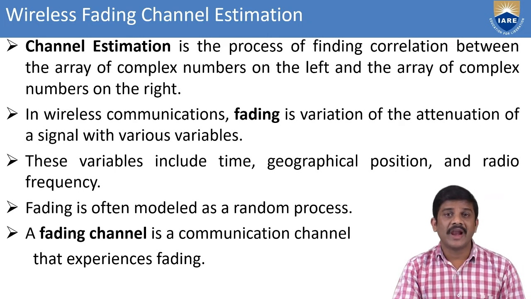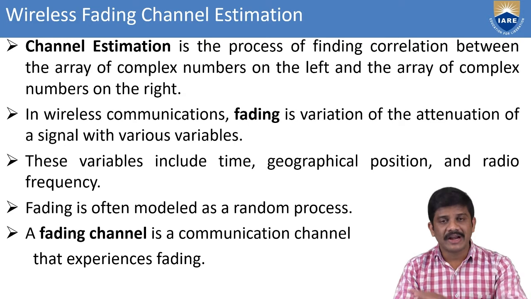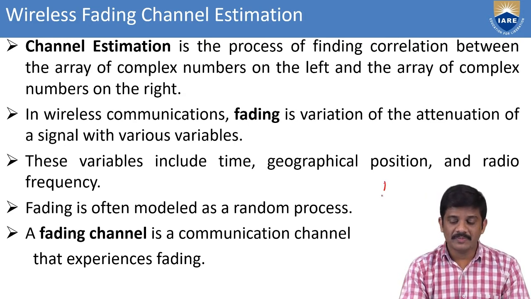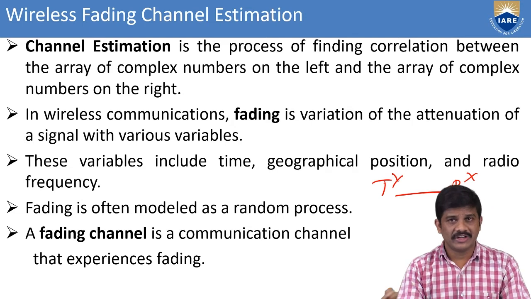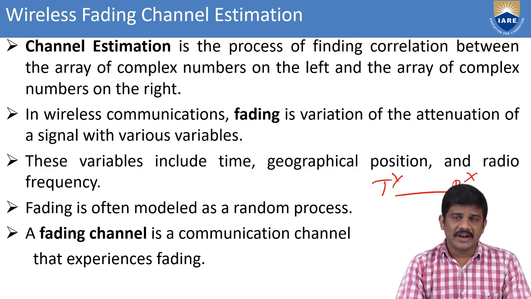Coming to channel estimation, between the transmitter and receiver we have a medium, nothing but the channel. There we have to estimate the channel parameters, and that is called channel estimation. The process involves finding the correlation between an array of complex numbers on the left side and the same numbers on the right side.